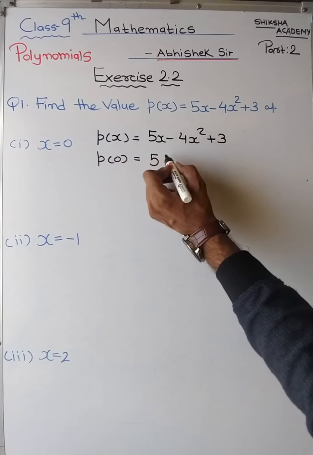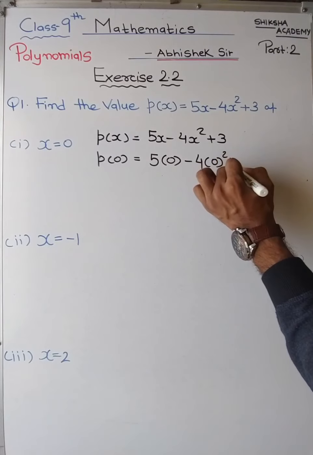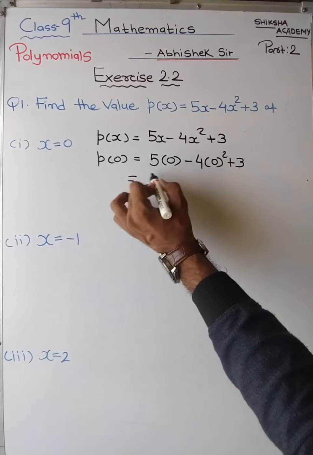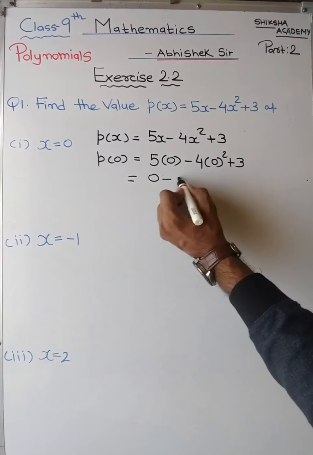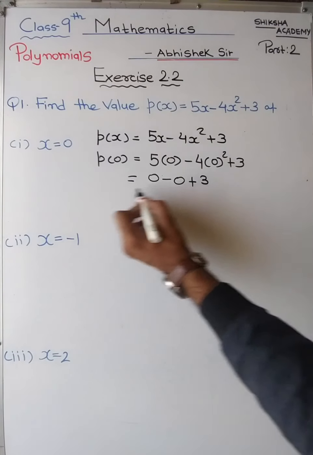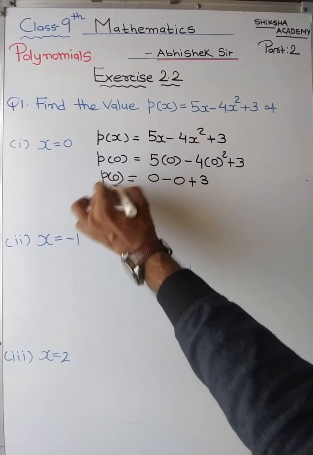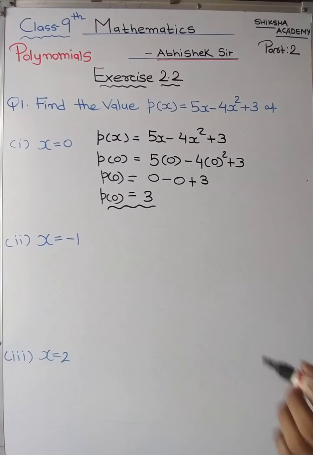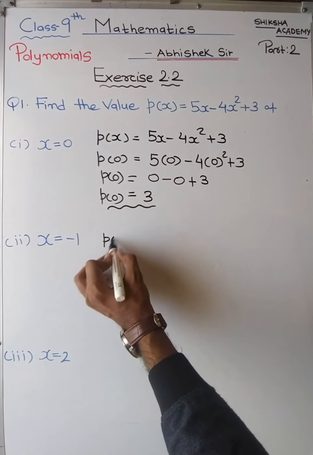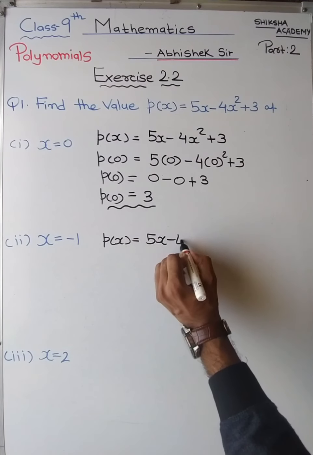So we only have to replace the variable with the value. So here we have 5 zeros are 0, minus 4 into 0 square is 0, and plus 3 will be repeated, giving the final answer of p of 0 as plus 3.